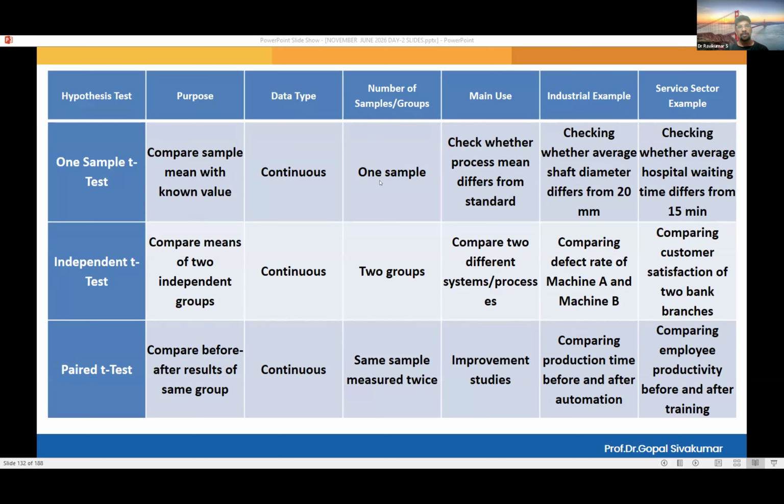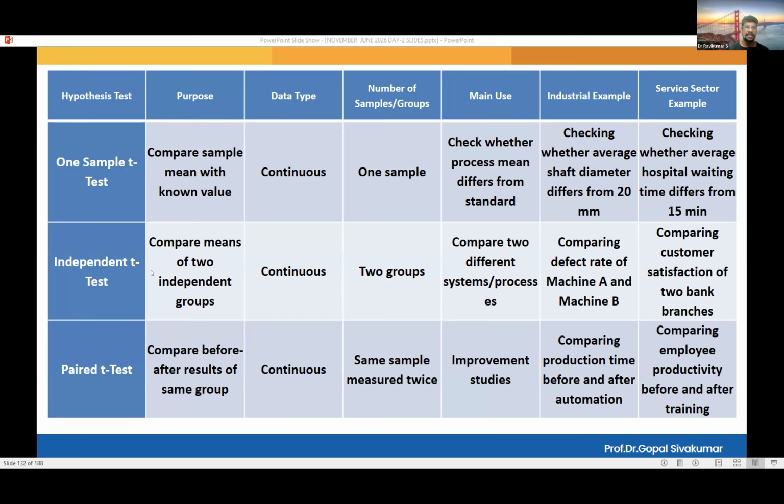One sample t-test. The name itself says one sample, so you are going to use only one sample. Compare the sample mean with the known value. For example, the average temperature of Chennai must be 36 degrees centigrade during the summer, but this summer it is 40 degrees. So we are saying it is more, right? So we are going to compare with the standard known value.